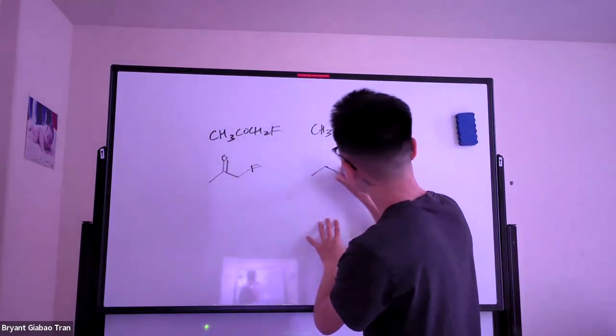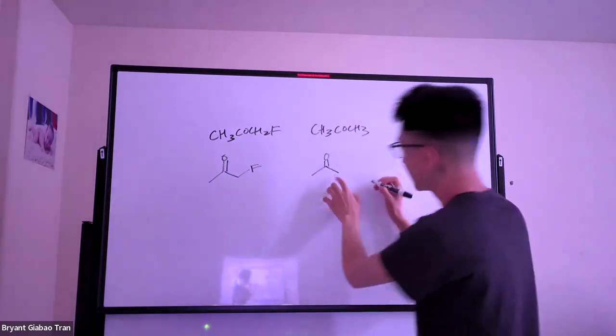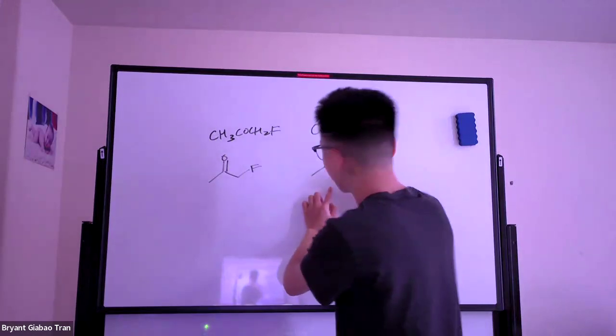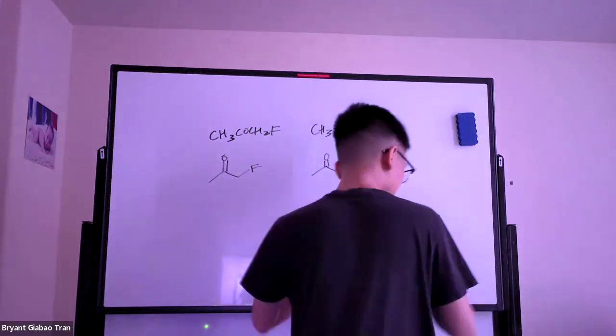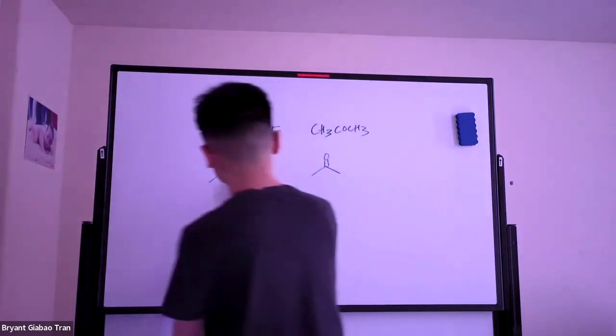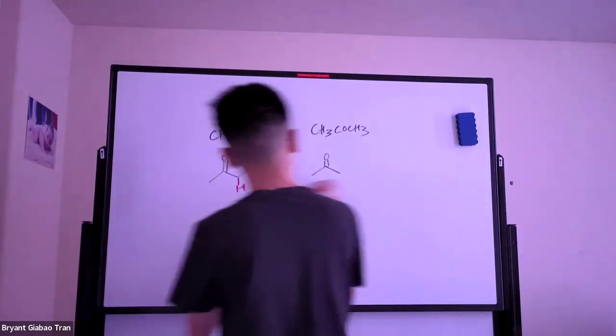And CH3COCH3 is this here, acetone. Now the hydrogen that they are going to refer to is that alpha hydrogen here compared to this alpha hydrogen here. Right.